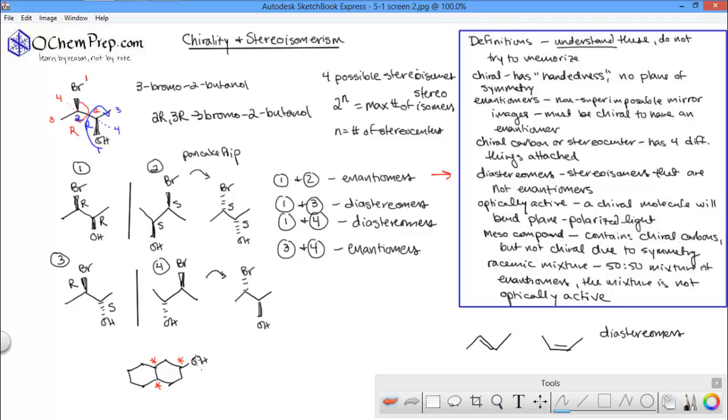So drawn flat, you can't tell what stereoisomer it is, but since there are 3 chiral carbons, there are 2 to the third, or 8 possible stereoisomers of this molecule. And remember, each molecule can have only one enantiomer. You can't have more than one non-superimposable mirror image. So when you look at stereoisomers, remember you're looking at sets of enantiomers.